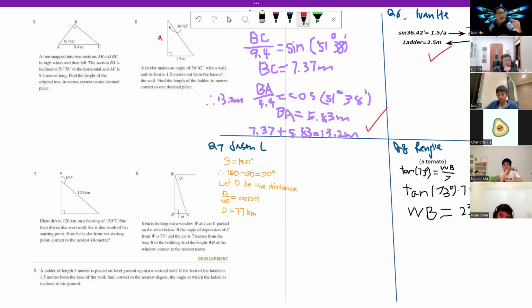Question 7. So Jason drives 120 kilometers on the bearing of 130. Yeah, that's 130. That means here is 50, a supplementary angle. All right, 130, 50, that's a 50. So good. And she then drives due west. Guys, learn something, right? Due west. There are multiple places where you will see due. What do you mean? Due means pure, exact.